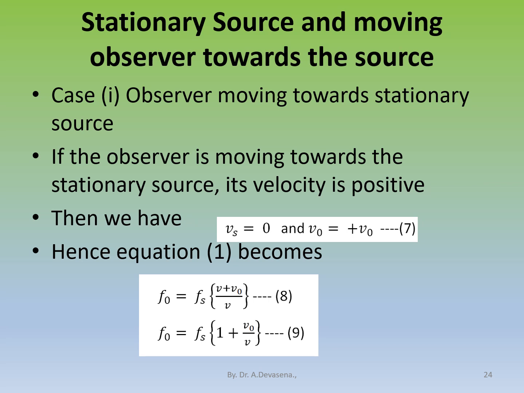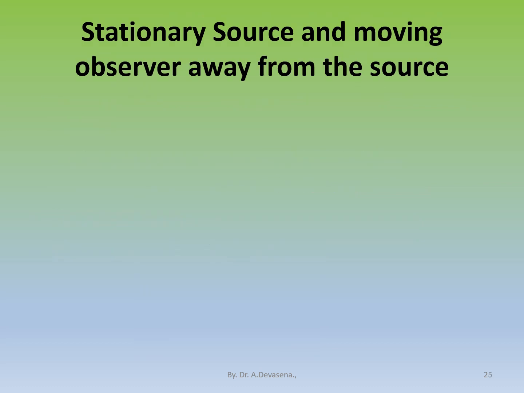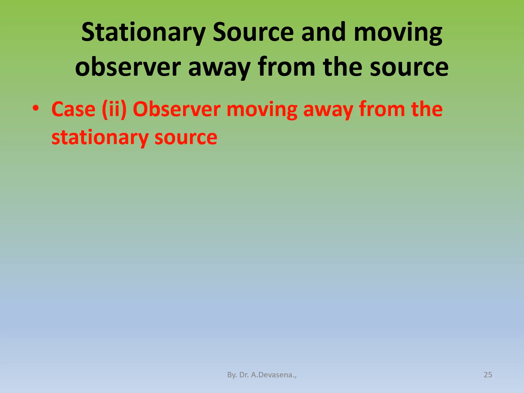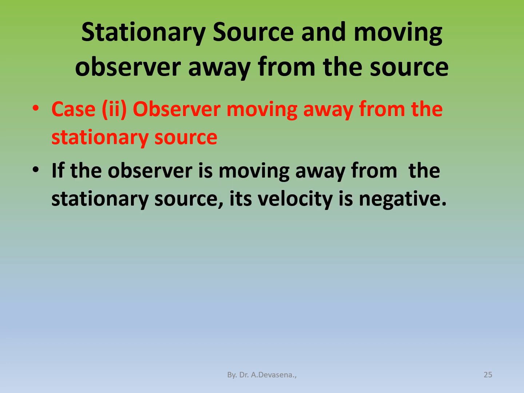If we simplify equation 8 we obtain f naught is equal to f suffix s open bracket 1 plus v naught by v. Consider this as equation 9. Stationary source and moving observer away from the source. Case 2. Observer is moving away from the stationary source. Its velocity is negative.